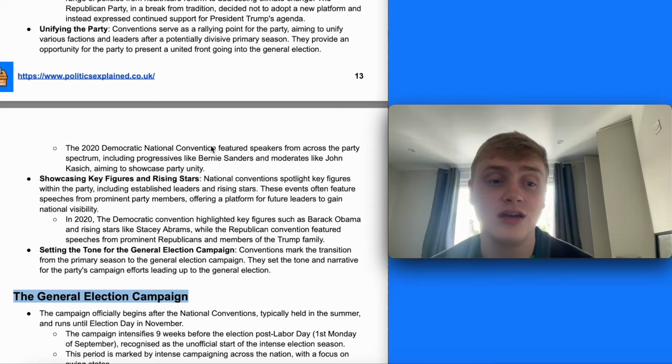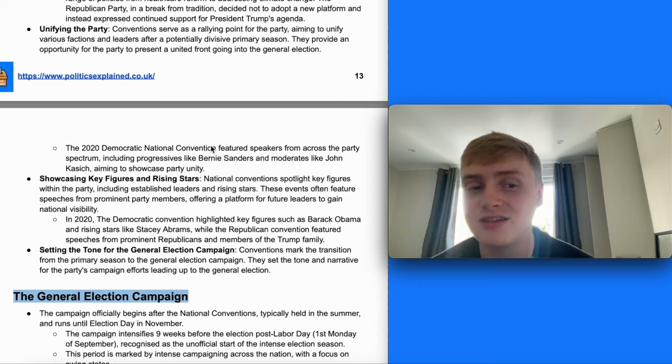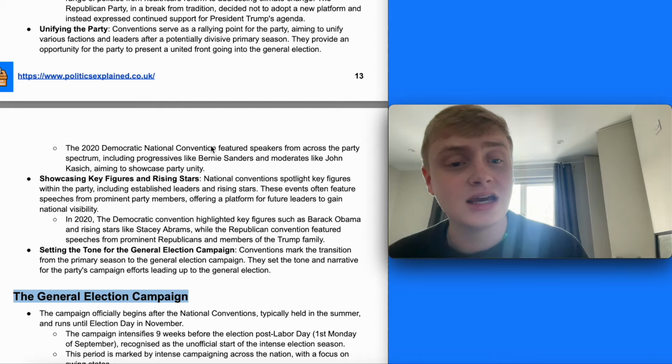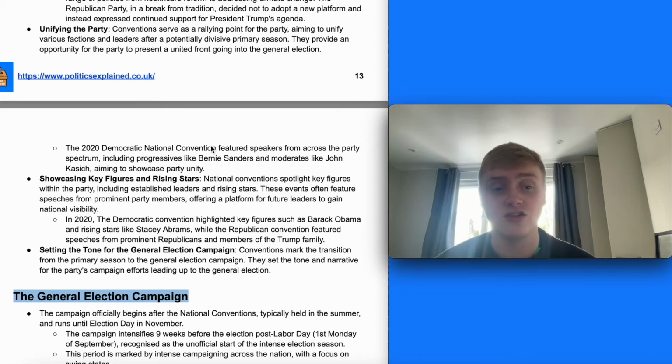They often include speeches from prominent party members, but also from potential future leaders to gain national visibility, potentially setting them up for future years. So in 2020, there were key party figures such as Obama, but also rising stars like Stacey Abrams, whilst the Republican convention mainly featured speeches from prominent Republicans and, crucially, a lot of members from the Trump family.